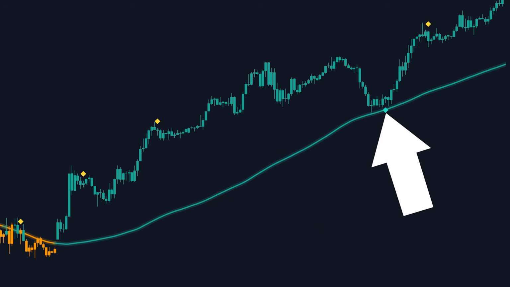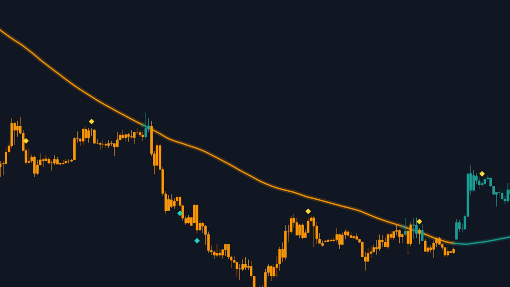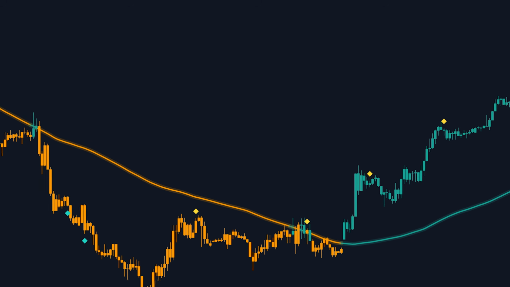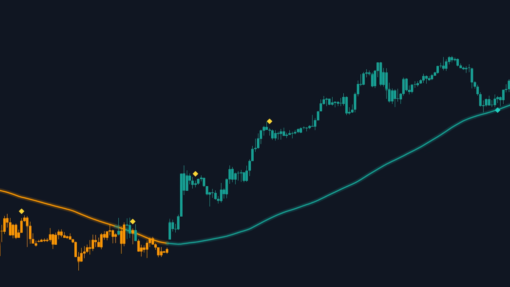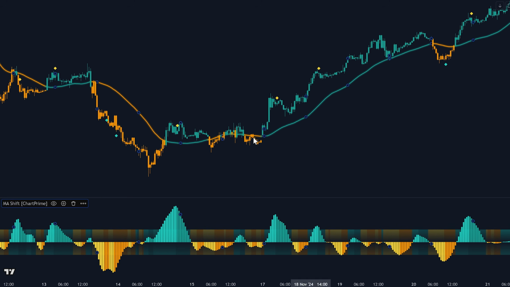Blue diamond indicates a buy signal, confirming upward momentum after a pullback. Orange diamond indicates a sell signal, confirming downward momentum after a pullback. These colors work together to help you identify trends, confirm momentum, and time your trades effectively. Let's go over the indicator settings.